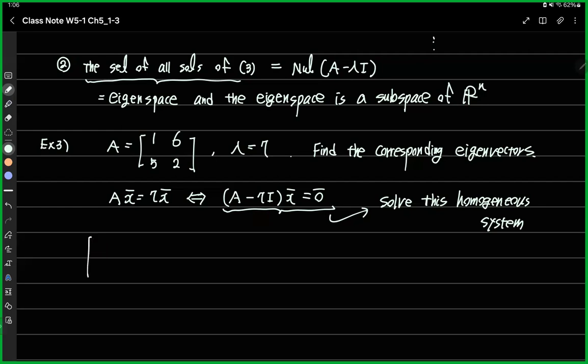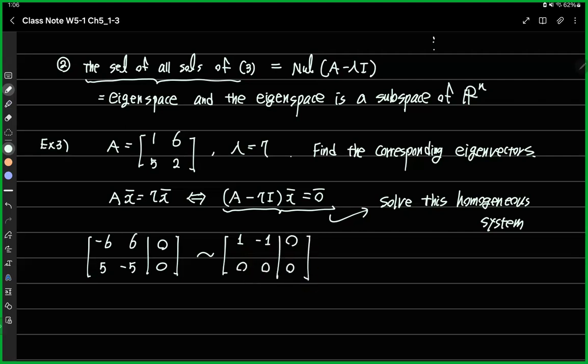So A minus lambda I is going to be -6, 6, 5, -5. Now I put the 0 column vector on the right-hand side. This is the augmented matrix. Using elementary row operations, we're going to get the echelon form: 1, -1, 0, and 0, 0, 0.